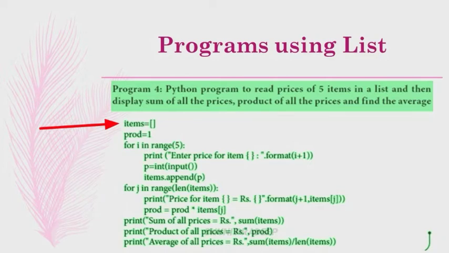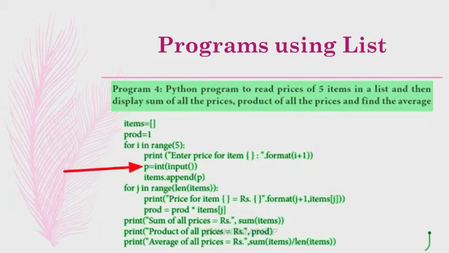Okay, first this is the empty list. Items is a list name. Okay, and next product is equal to 1. Initial value of product is equal to 1. Next for I in range 5. Last value is 5 because 5 items. Okay, which means 0 to 4. Okay, so next line, print enter price for item. You have to write 1 because format I plus 1 means I is what? 0. 0 plus 1, 1. Okay, so this curly brace for 1. So enter price for item 1.